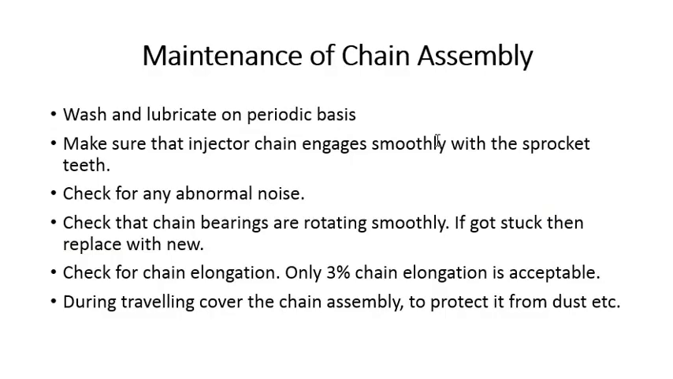This slide shows the general maintenance procedure of the chain assembly so that we can increase the life of the chains. The first step written over here is that we must wash and lubricate the chain on a periodic basis so that dust particles can be removed and there is no rust in the chain. We also make sure that injector chains engage smoothly with the sprocket teeth. We must also check for any abnormal noise, identify why this noise is there, and remove that problem.